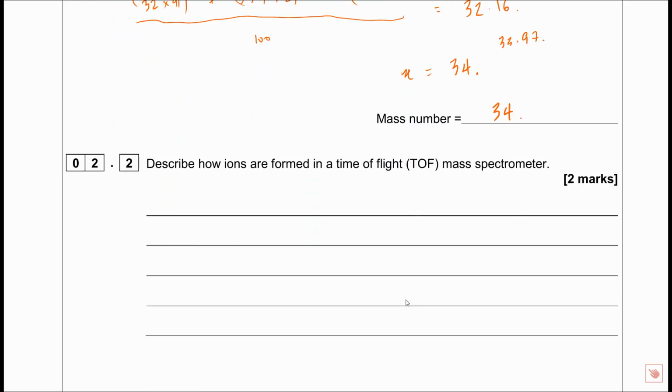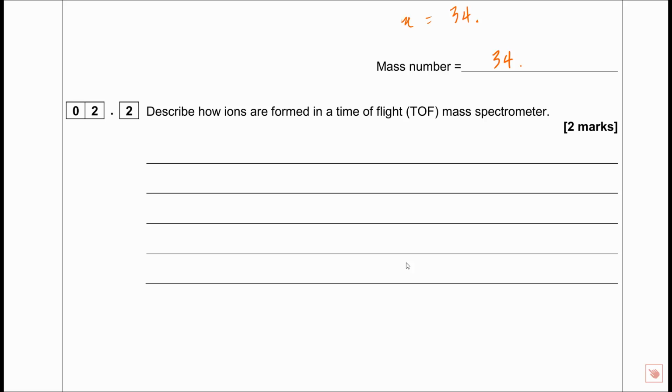Describe how ions are formed in a time of flight (TOF) mass spectrometer. This is that new stuff now, which is the new way of doing mass spectrometry, which is ridiculous. Why they've changed it again, I have no idea, but there we go. So, quite easy though, it's not a lot here at all. Essentially, we apply a high voltage.